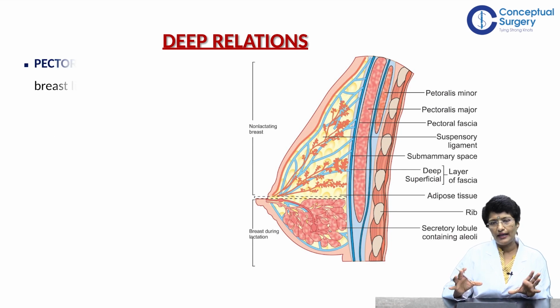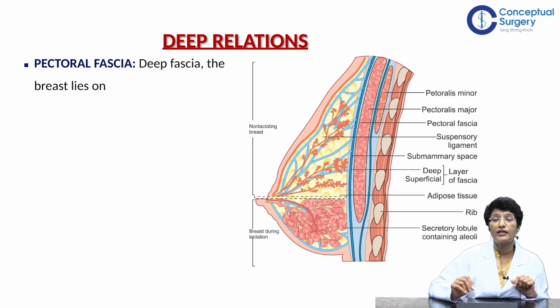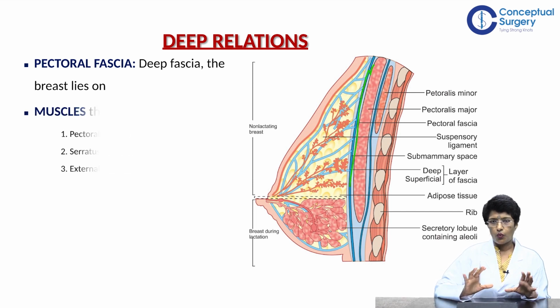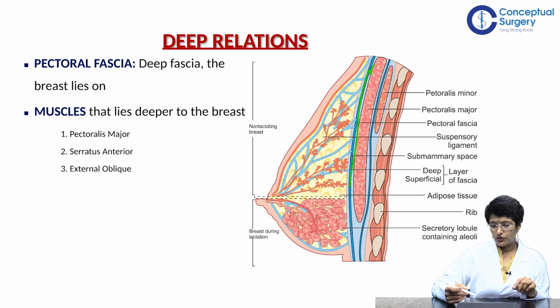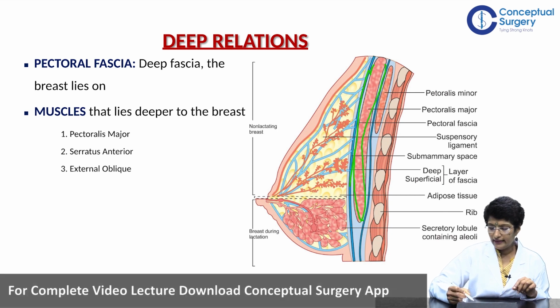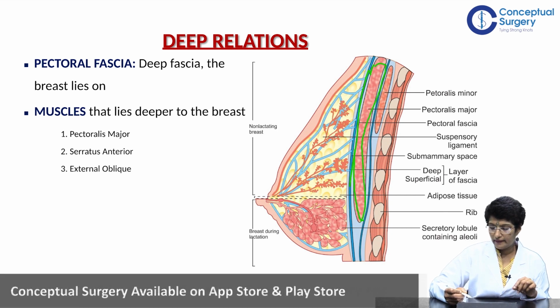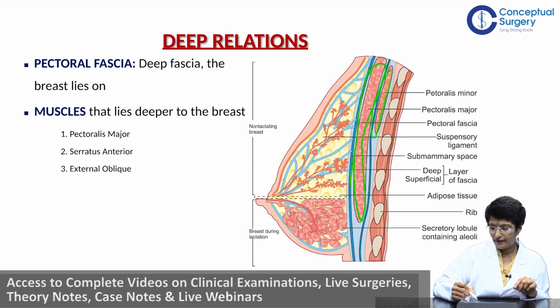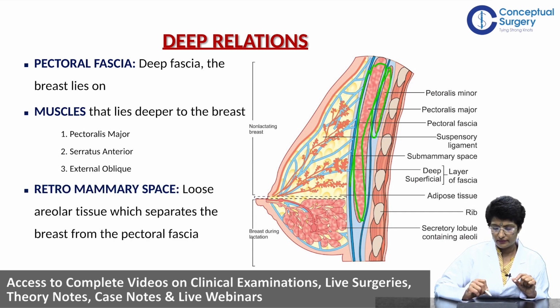So let's go to the deep relations. Now you know that's the pectoral fascia. The pectoral fascia is the deep fascia on which the breast lies. So what are the muscles on which the breast lies? You have the pectoralis major, and then you have the pectoralis minor. And then you have the external obliques, which is lower down. I can't show it in this section.